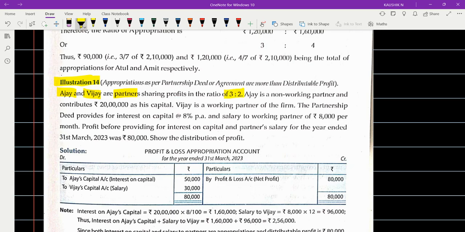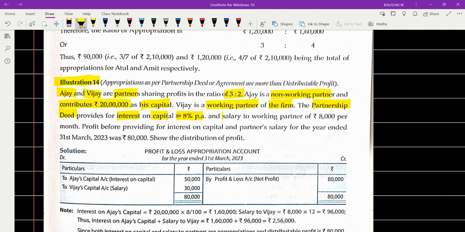So the profit sharing ratio is provided to us. Ajay is a non-working partner and contributes rupees 20 lakh as his capital. Vijay is a working partner of the firm. It does not mention how much capital he has contributed, which means he has not contributed any capital. The partnership deed provides for interest on capital at the rate of 8% per annum.